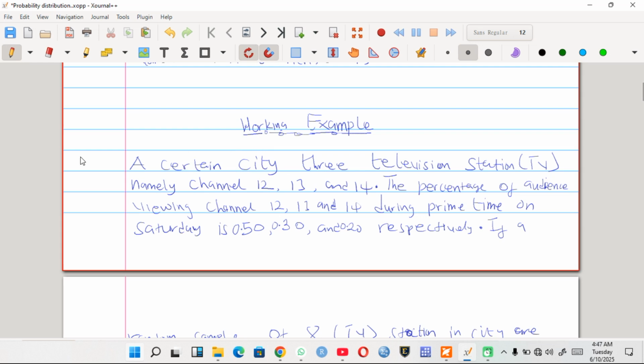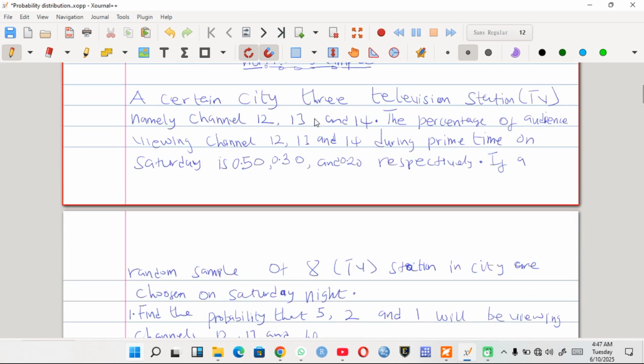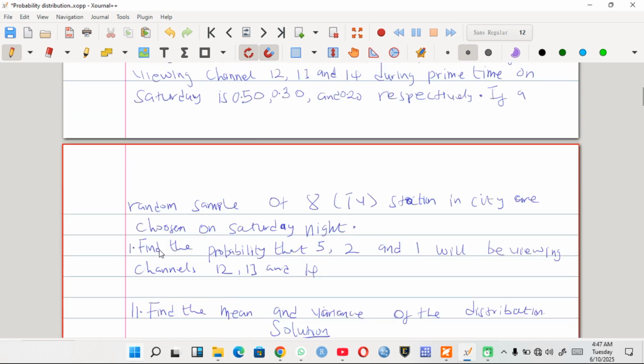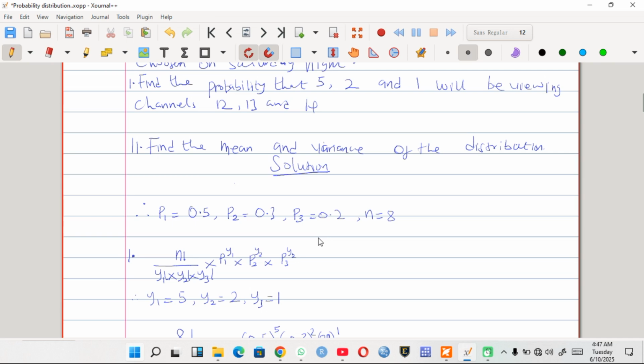Example 1 says, a certain city has 3 television stations, namely channel 12, 13 and 14. These are the channel names. The percentage of audience viewing channel 12, 13 and 14 during prime time on Saturday is 0.50, 0.30 and 0.2 respectively. If a sample of 8 viewers in the city are chosen on Saturday night, find the probability that 5, 2 and 1 will be viewing channel 12, 13 and 14, and then find the mean and variance of the distribution, right?